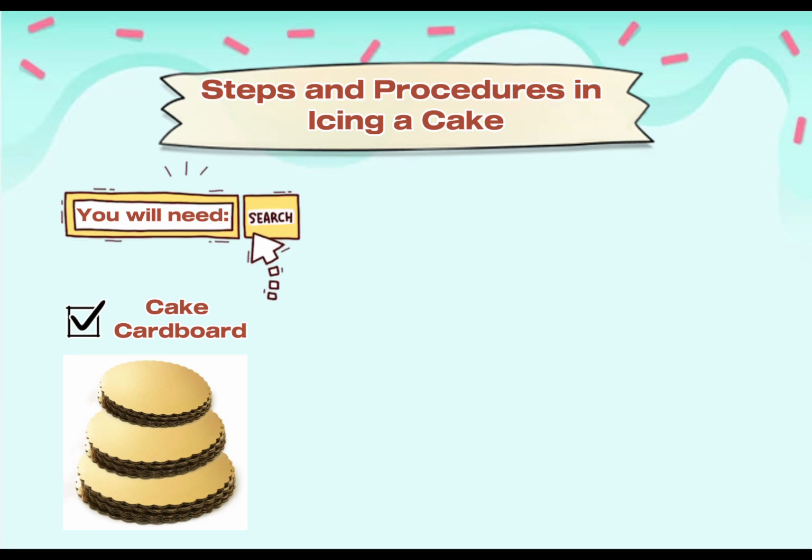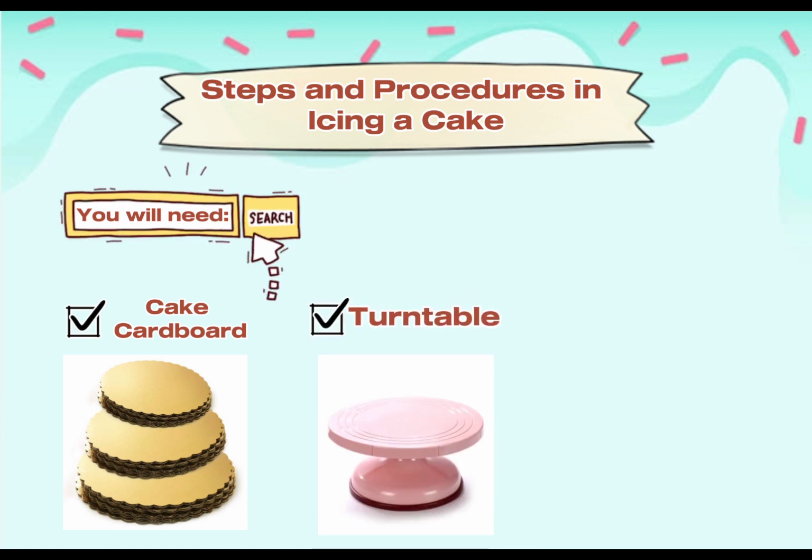So the next one is the turntable. It is used to move the cake easily in making frosting and decorating.